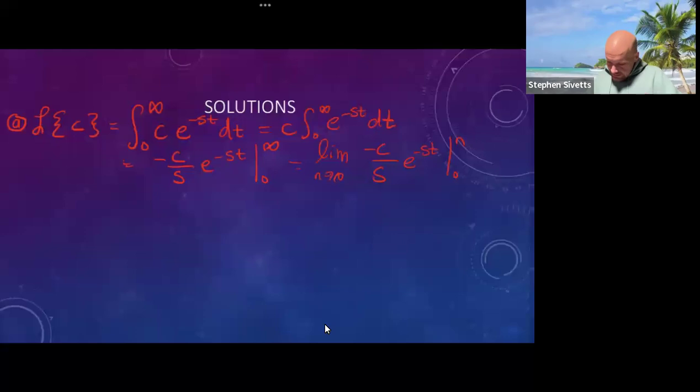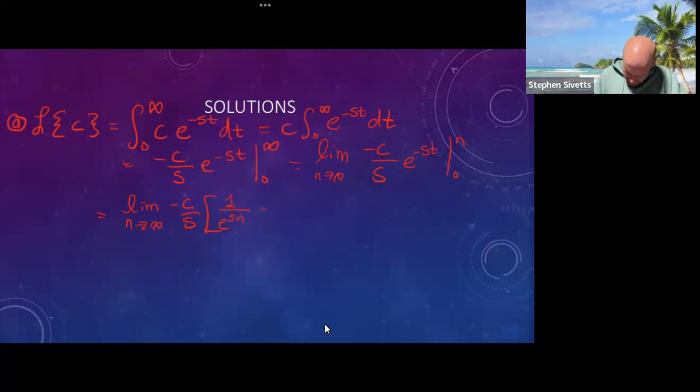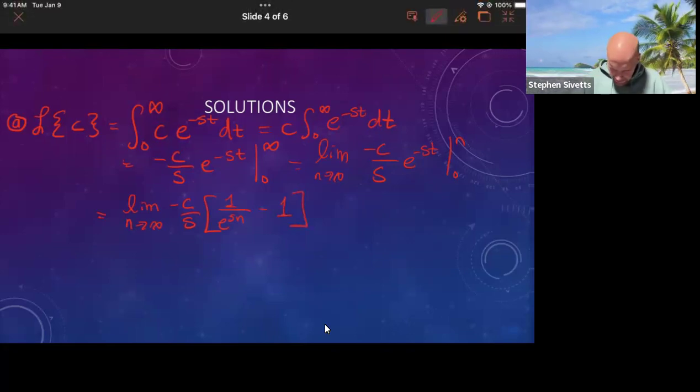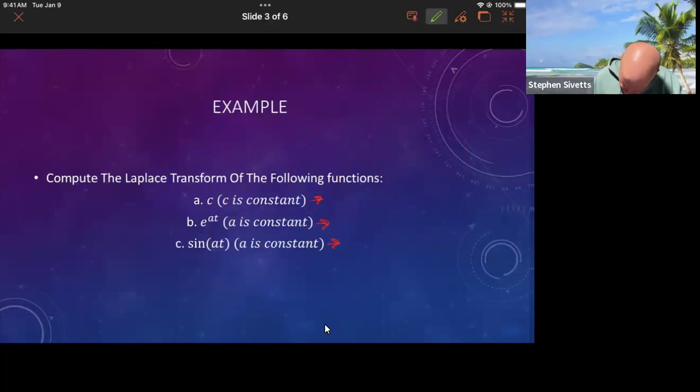From 0 to n, right? And so this equals the limit as n goes to infinity of minus c over s times 1 over e to the s times n, minus 1. Okay? As n gets bigger and bigger, this quantity right here would be 0. And so essentially we'll have c over s. Okay? And that is the indicated Laplace transform of a constant. So it's c over s.